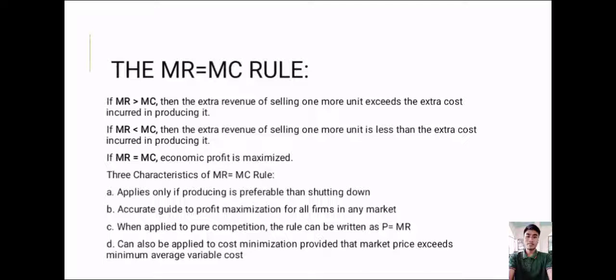So these are the MR-MC rules. Also, there are three characteristics of MR and MC rules. Applied only if producing is preferable to shutting down. Accurate guide to profit maximization for all firms in any market. When applied to pure competition, the rule can be written as P equals MR. It can also be applied to cost minimization provided that market price exceeds minimum average variable cost.